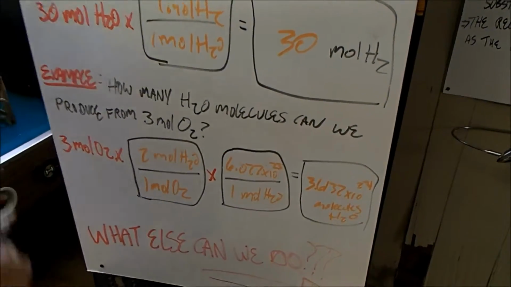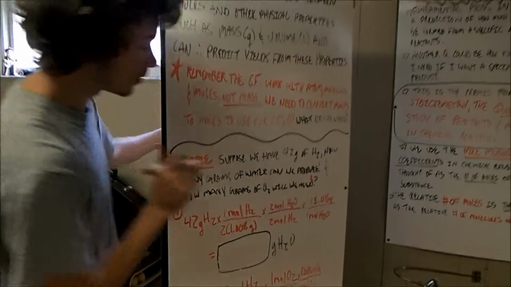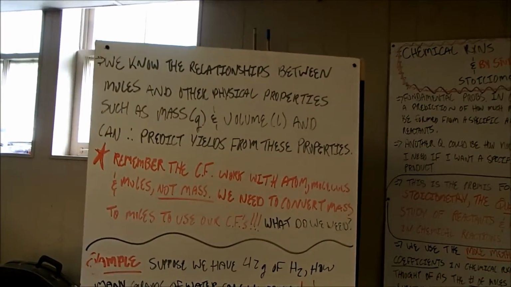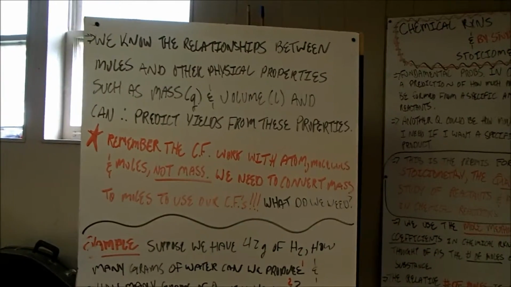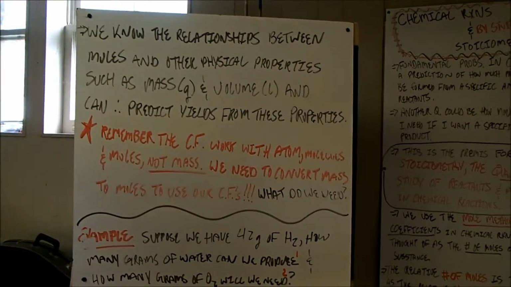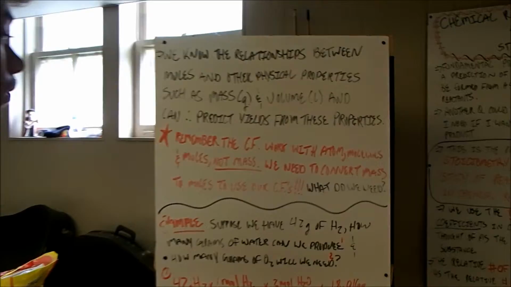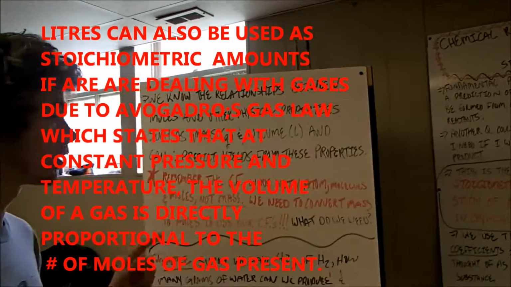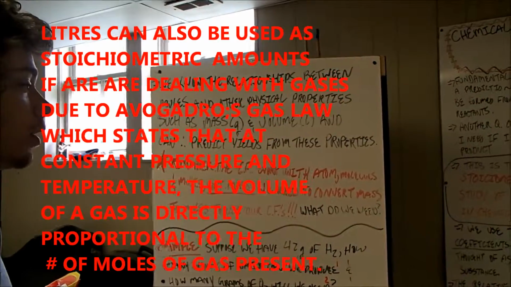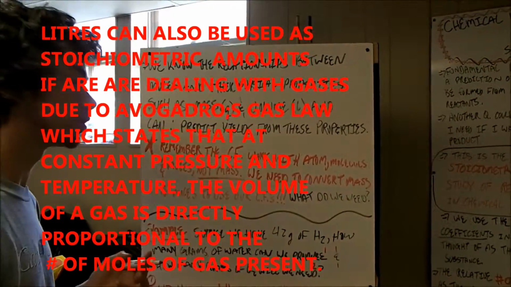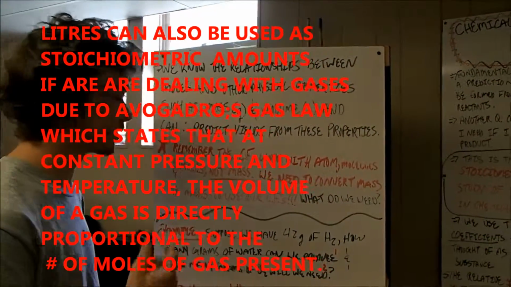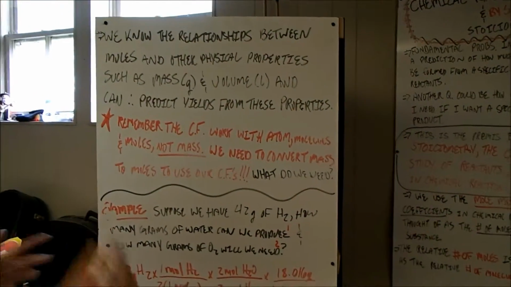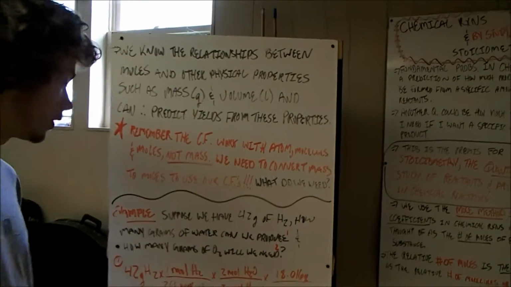So what else can we do? Well, we know the relationships between moles and other physical properties such as mass and volume, and therefore we can predict yields from these properties. So remember that the conversion factors work with atoms, molecules, and moles because the balanced chemical equation is in atoms, molecules, and moles. So we need to convert mass to moles because that's the only ratio that works to use our conversion factors. So what do we need to convert mass to moles? Well, we'll need the molar mass.